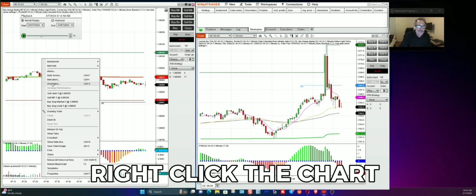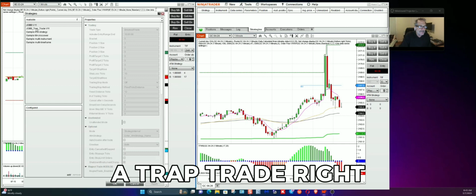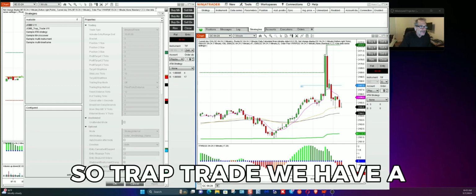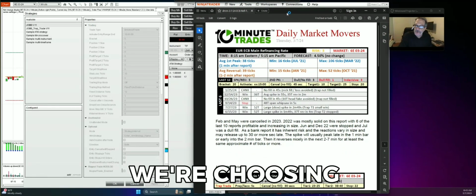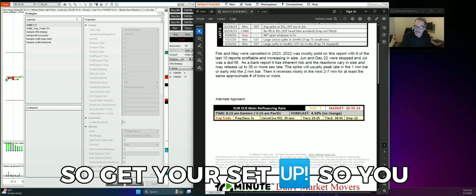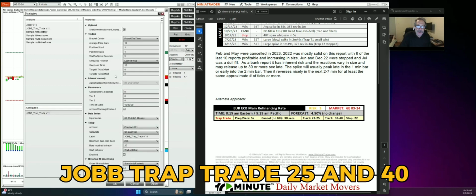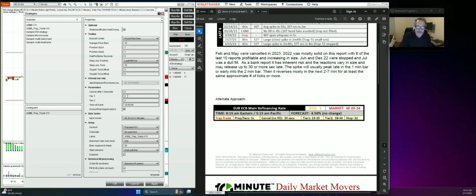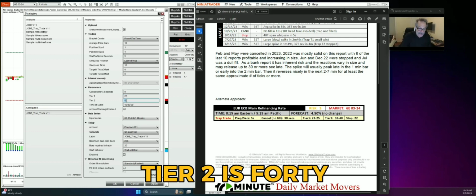Right click the chart, click on strategies. It's a trap trade, right? We have a DMM for this report. We're choosing the trap trade, right? So get your setup so you know what it is. JOBB trap trade. 25 and 40 were the tiers. Tier 1 is 25. Tier 2 is 40.